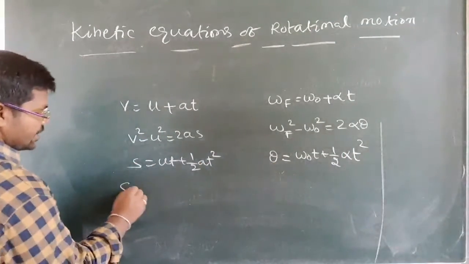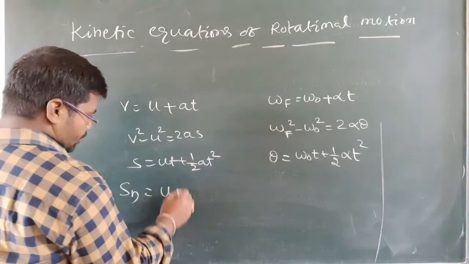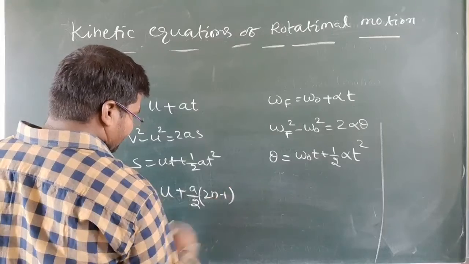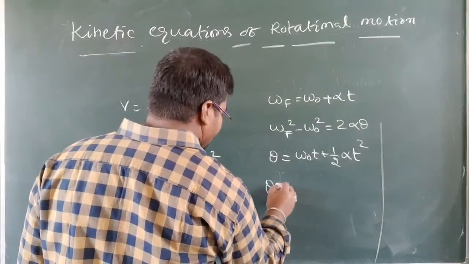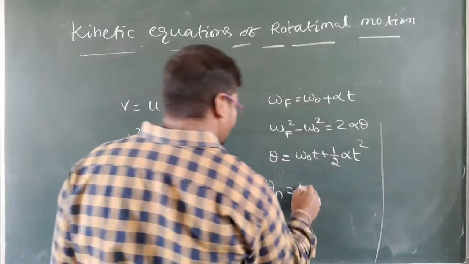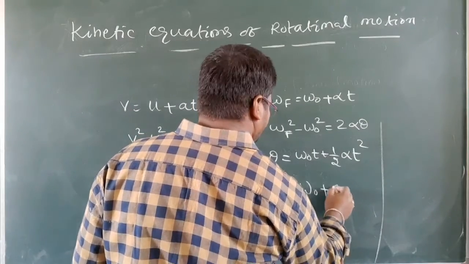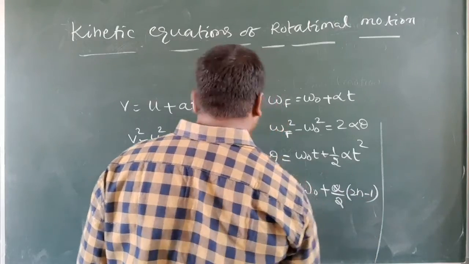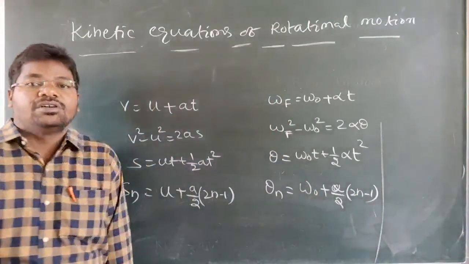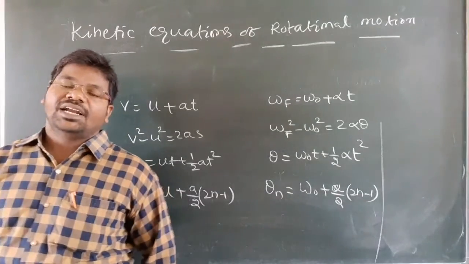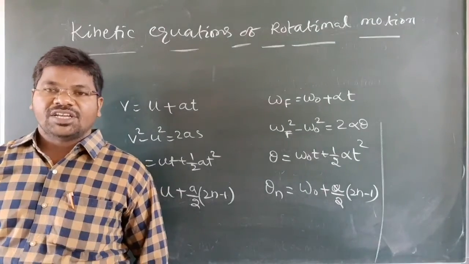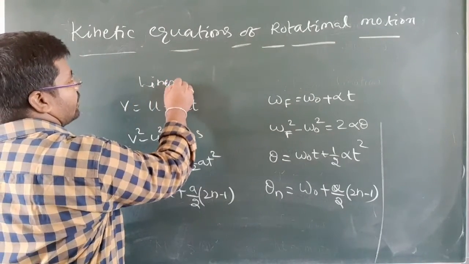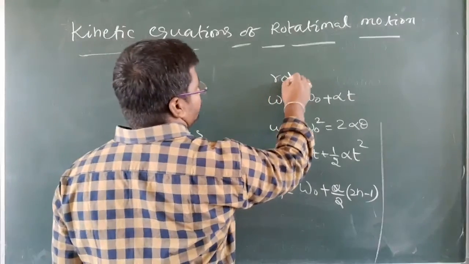Okay, understand? s nth is equal to u plus a by 2 into 2n minus 1. This theta n is equal to omega naught plus alpha by 2 into 2n minus 1. Okay, understand, my children? So these are the linear and angular kinetic equations. This is linear and this is rotational.